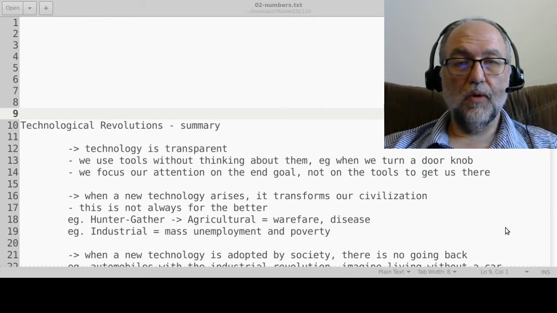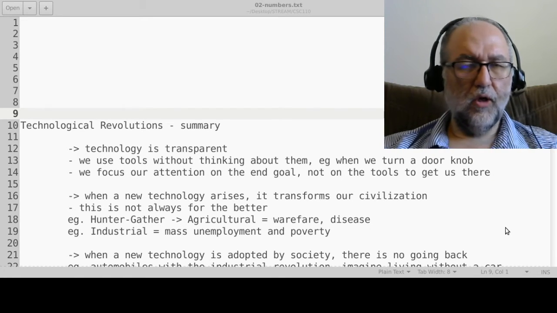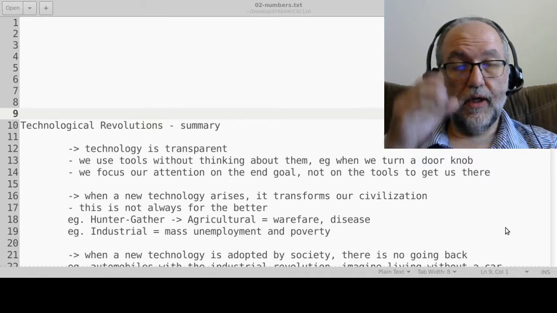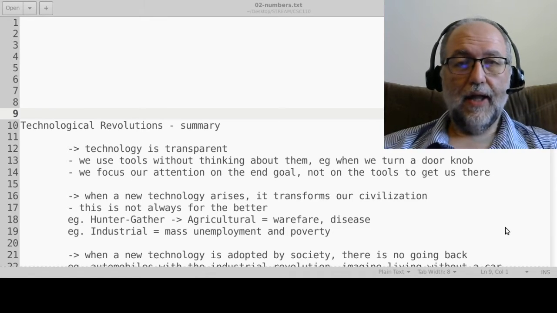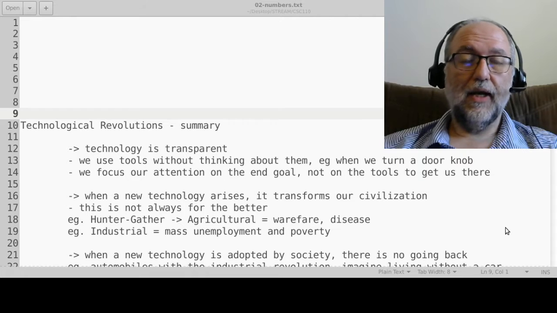And in this lecture, we're going to start moving in a different direction. In the previous lecture, we went over technological revolutions, and I'm going to review a little bit of that. And then we're going to look at another history, and that is the history of representing numbers.